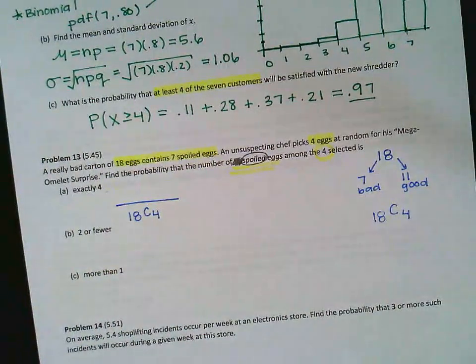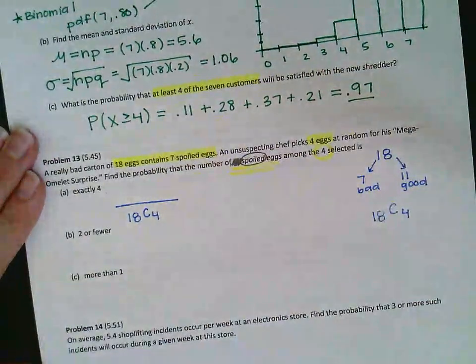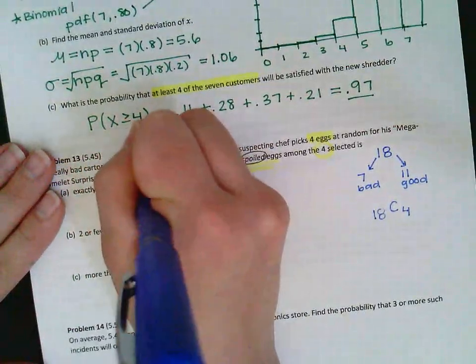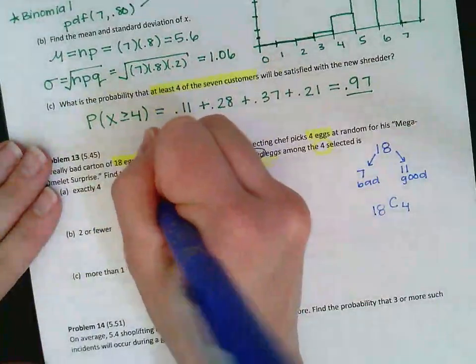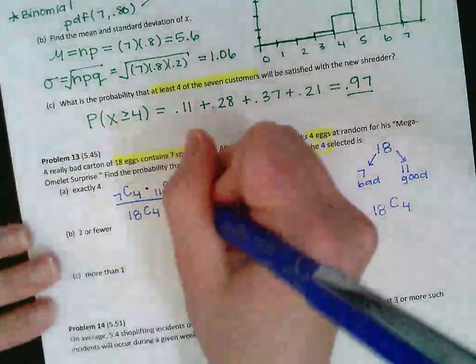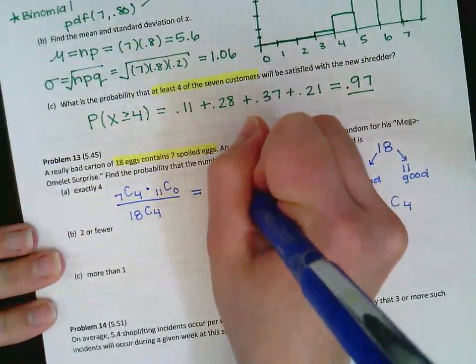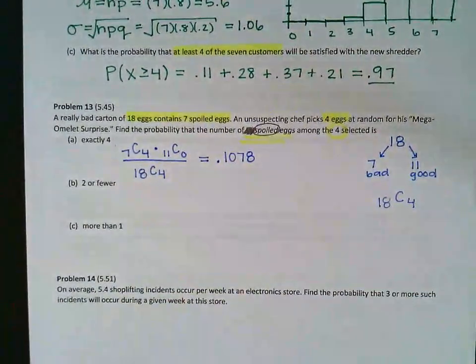Now, if it's exactly 4, then out of the 7, 4 were bad, right? So 7 choose 4 times, well, that means that out of the 11, I didn't choose any of them. And that probability is 0.1078. Okay, 0.1078.